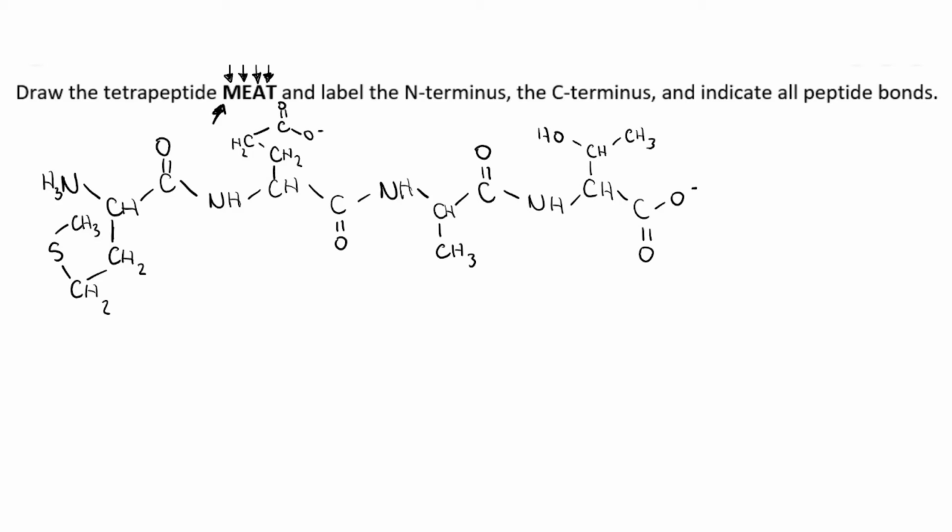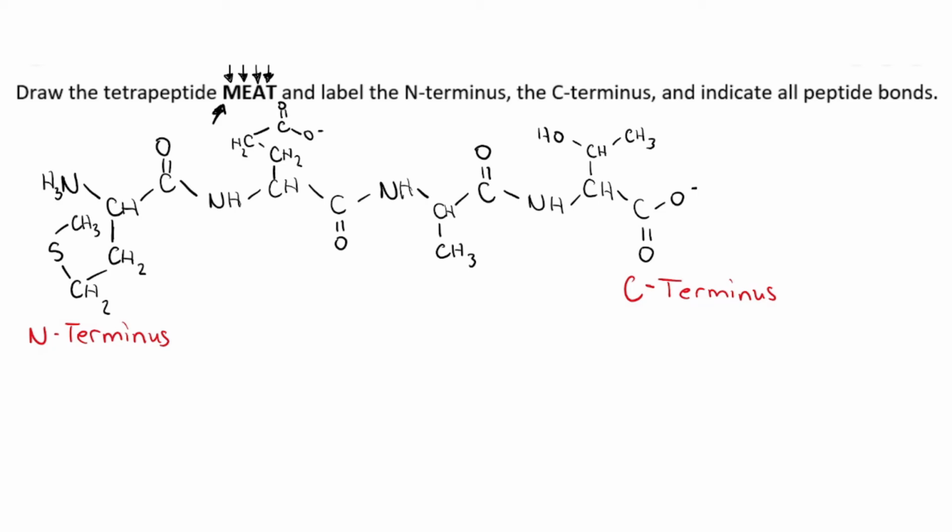Now we have to label the termini. So on the left, the N-terminus stands for nitrogen terminus. And then the C-terminus, the carboxylic acid, the carboxylic terminus.